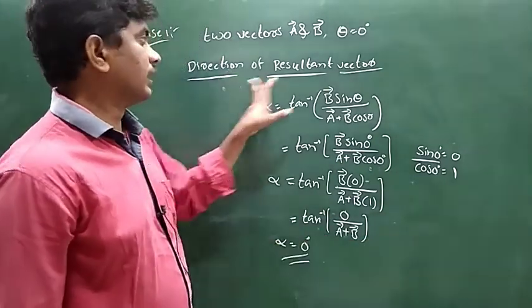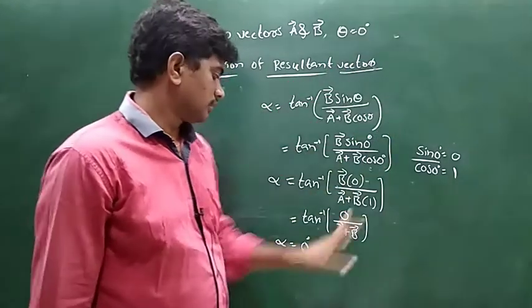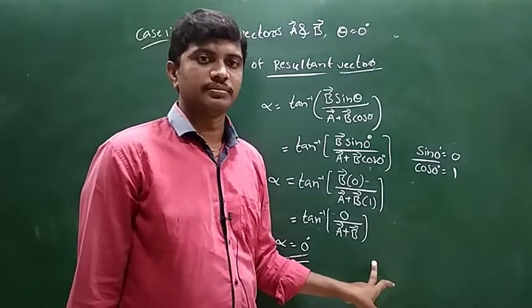The direction of the resultant vector is the same direction. Theta is equal to 0 degrees, and alpha is equal to 0 degrees.